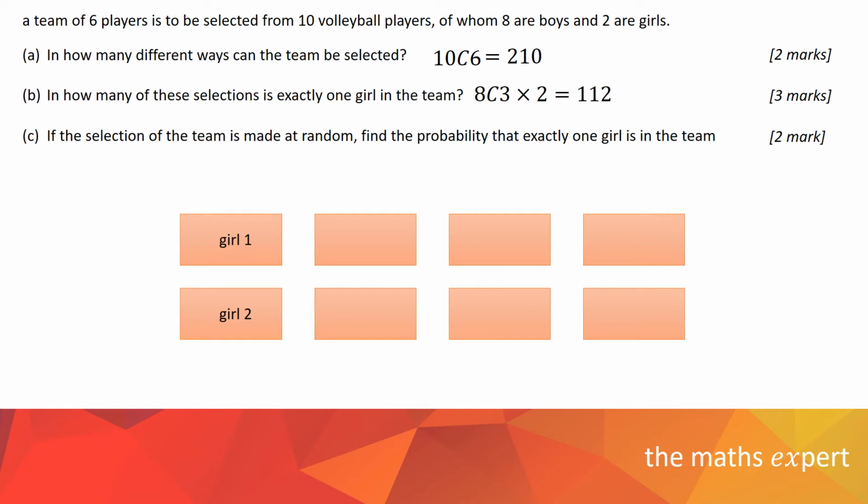Finally, to find the probability, we can use the same concept as previously discussed. Part A asked us to find the total number of outcomes, and Part B the number of desired outcomes, so the solution is 112 over 210, or 8 over 15.